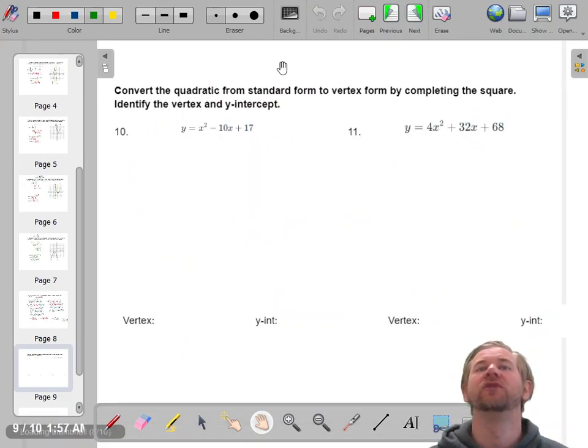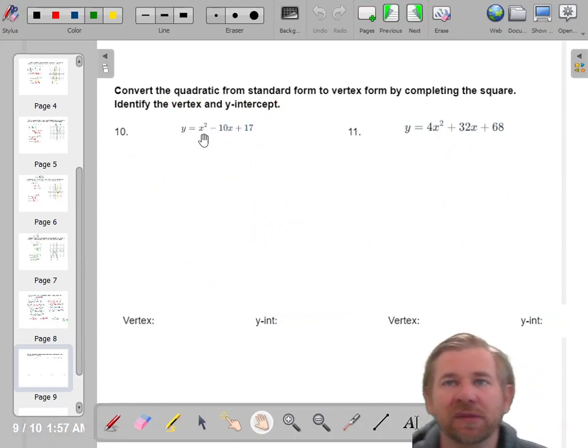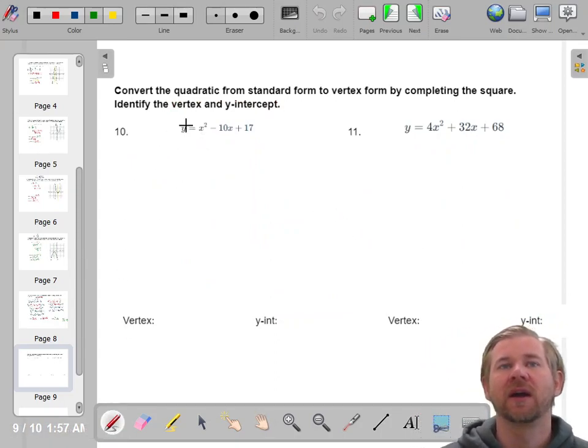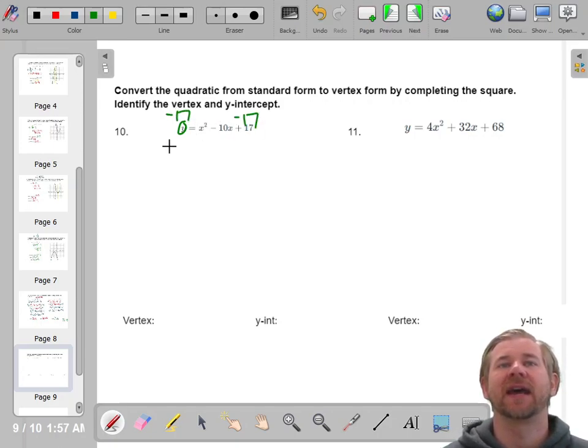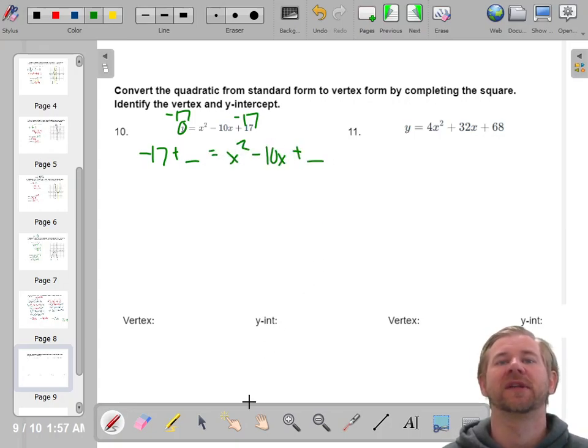What if I want to go into vertex form? This is when we complete the square. And when I complete the square, I make that 0 for now, and I move everything that's not an x term to the other side. Negative 17 plus something, x squared minus 10x plus something.